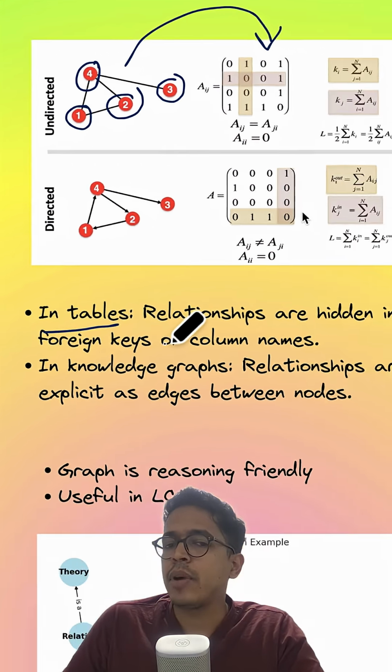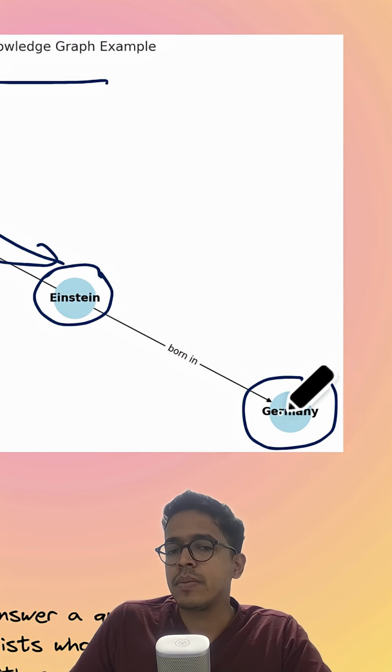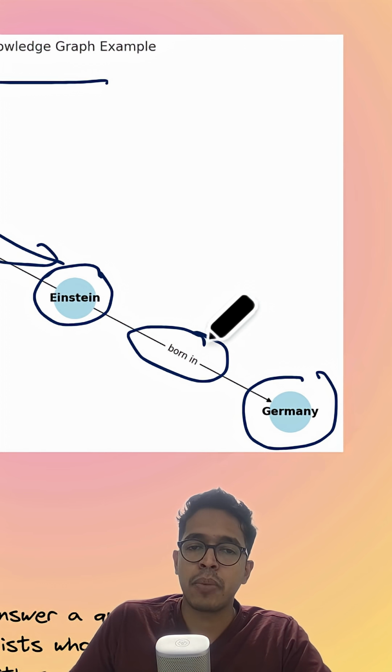To give an example, consider this knowledge graph where you have the name of a scientist, Einstein, the name of a country, Germany, the name of a concept, relativity, and whether it's a theory or not. So these are the nodes. Now edges: if Einstein and relativity are connected, it's an edge that signifies discovered. If Einstein and Germany are related, it's an edge that signifies born.